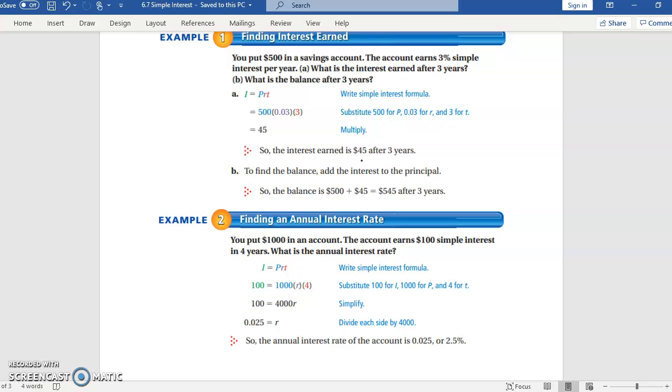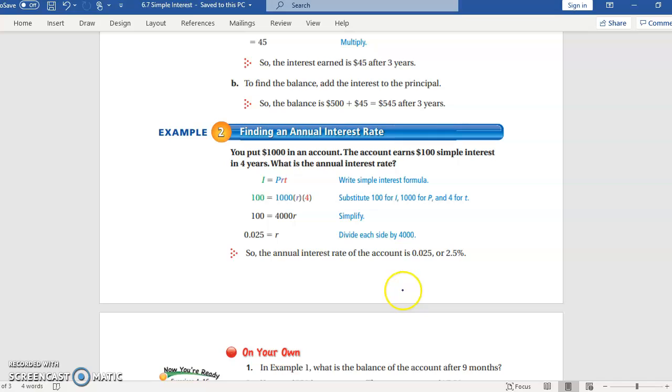Number 2, finding an annual interest rate. So this one is you put $1,000 in an account. The account earns $100 simple interest in 4 years. What is the annual interest rate? So this one, you know that you earn $100 interest. So your 100 is going to go where your I is. You know that you're putting $1,000 into your account. That's your principal. You don't know what the rate is, so that's R. And you know it's for 4 years, so the 4 goes here.